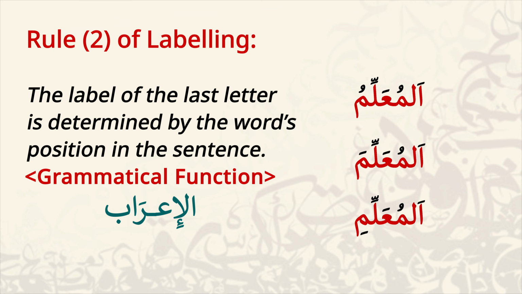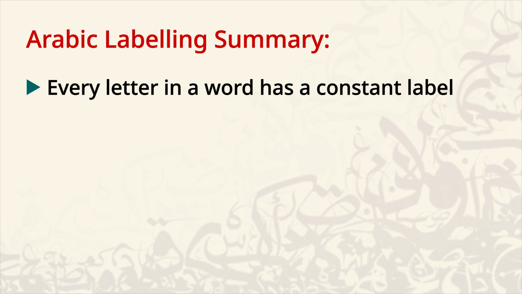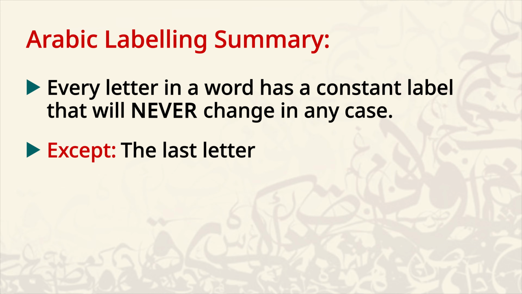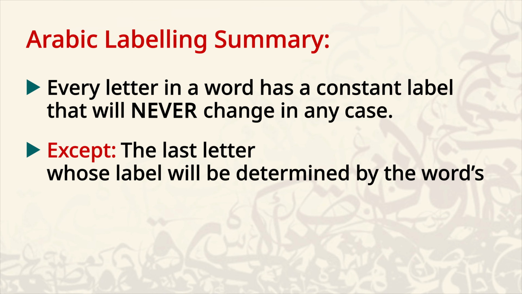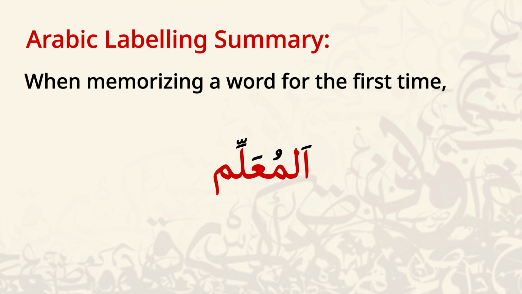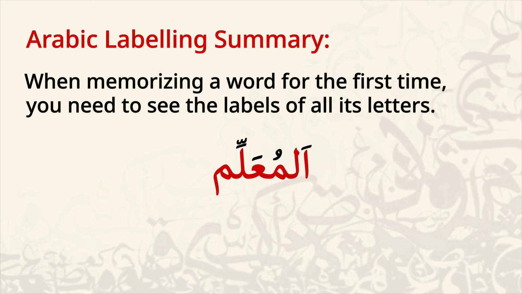Let's wrap up the final result of our observations. Every letter in the word has a fixed and constant label that will never change under any circumstance, except the last letter of the word, whose label will be determined based on its function in the sentence or its i'rab. Now, when you memorize the word muallim for the first time, you need to see the labels of each letter to be able to pronounce it correctly.